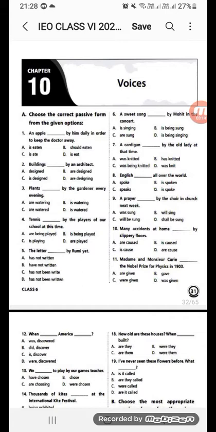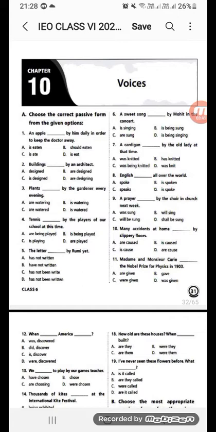Now, a few rules are there to form a sentence in passive voice. The subject of a sentence in the active voice becomes its object in the passive voice. The object in the active voice becomes the subject in the passive voice. Like, Sachin, the subject, scored a century in the match. This sentence is in active voice. Now let us change it into passive.